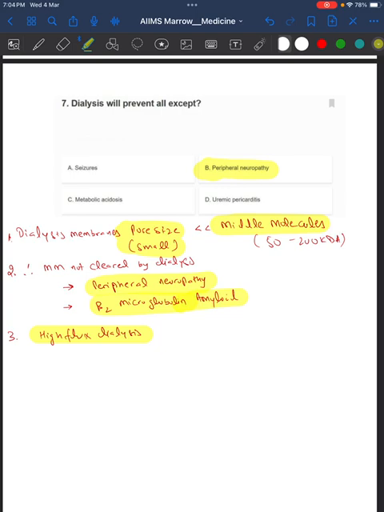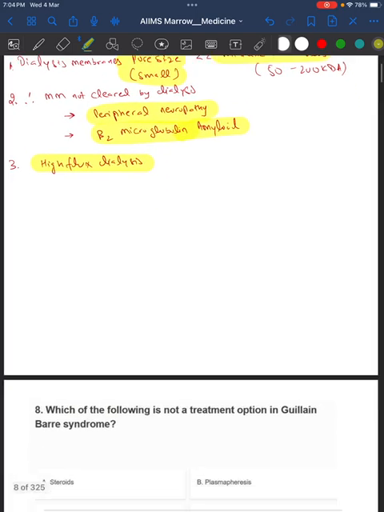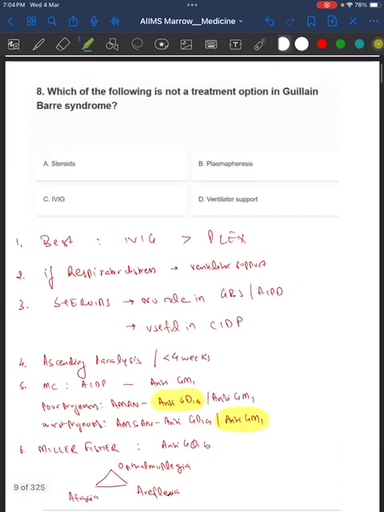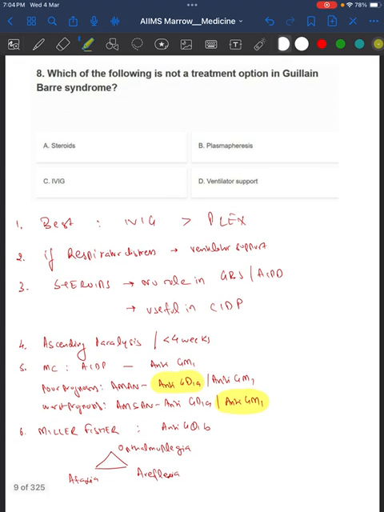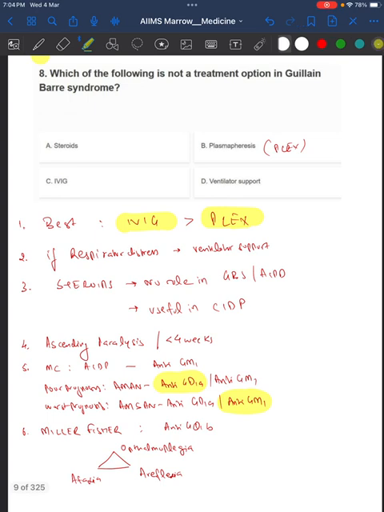be prevented with dialysis. Okay, now the next question is, not a treatment option in Guillain-Barré. Guillain-Barré is a very important topic for your exam. We should know the best treatment is IVIG followed by Plex. Plex is nothing but plasmapheresis. IVIG is a little bit superior to Plex. If there is respiratory distress, we can go for ventilatory support. So there is a role of plasmapheresis, ventilator support, IVIG, but there is no role of steroids.